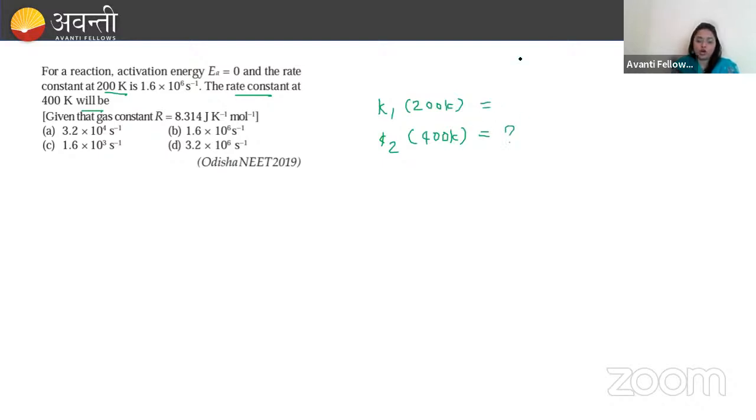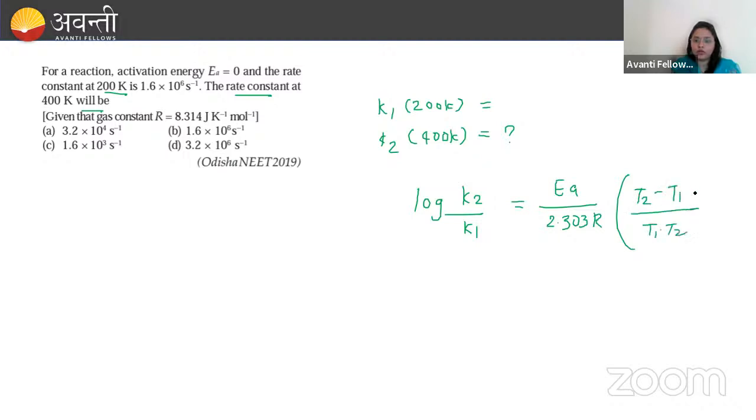We have given K1. So the formula for this will be the Arrhenius equation: log of K2 by K1 is equal to EA upon 2.303 R, into the bracket T2 minus T1 upon T1 into T2. So put all these values and you will get the value. Any doubt in this? Should I solve this? You will be able to solve this, right? So let's put the value of K2. We need to find out K1, whose value is 1.6 into 10 raised to 6.